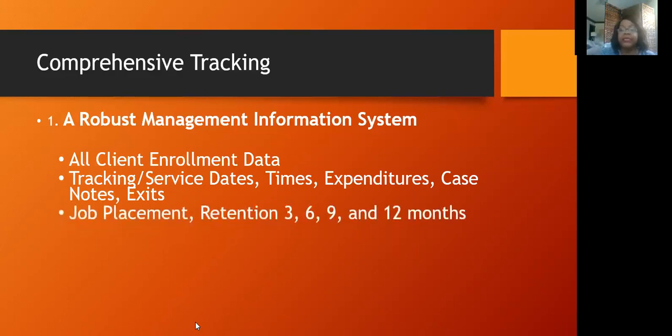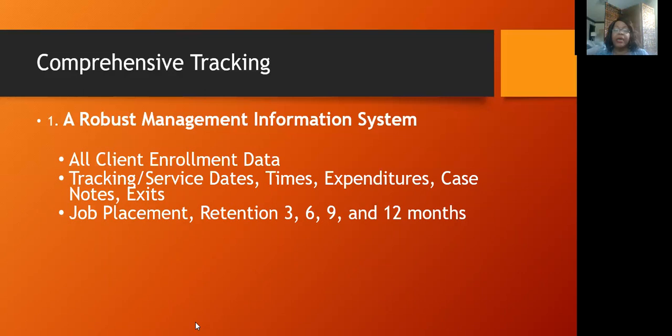Other things to place into the MIS system are your job placement and your retention. Your retention typically should start out at 3, 6, 9 and 12 months. As the adage goes, the hardest thing about getting a job is keeping a job. That's a factor that's noted, I think, across all workforce development agencies and across industries. Turnover is the highest expense that most employers have, so it is important that individuals are retained in jobs.